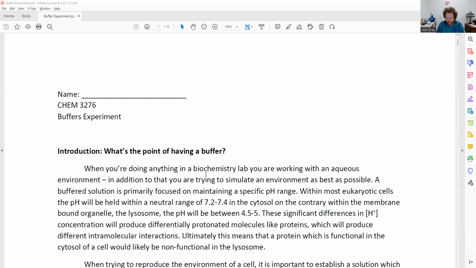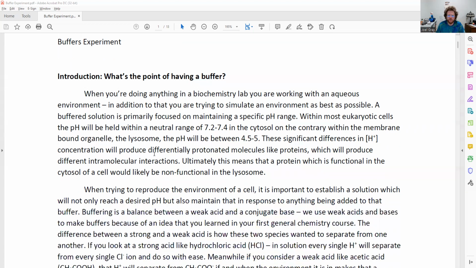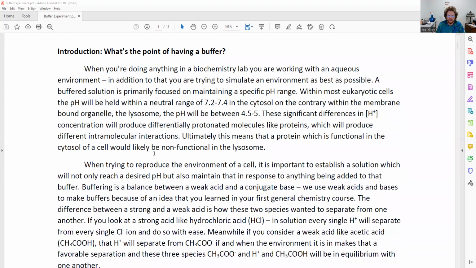There are, however, as I mentioned in this introduction, some outliers. For instance, if you're studying a lysosomal protein, the pH within that membrane-bound organelle is approximately 4.5 to 5. So in that case, you would use a different buffering solution than you would for a cytosolic pH. So what I really want you to do with this is learn about some different components of a buffer. I'll get into those components in just a moment.